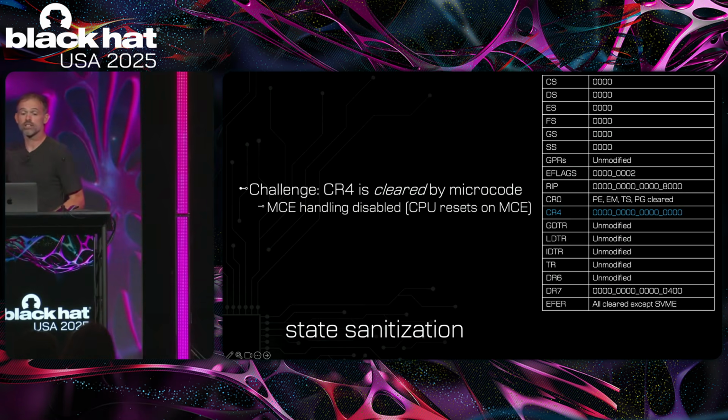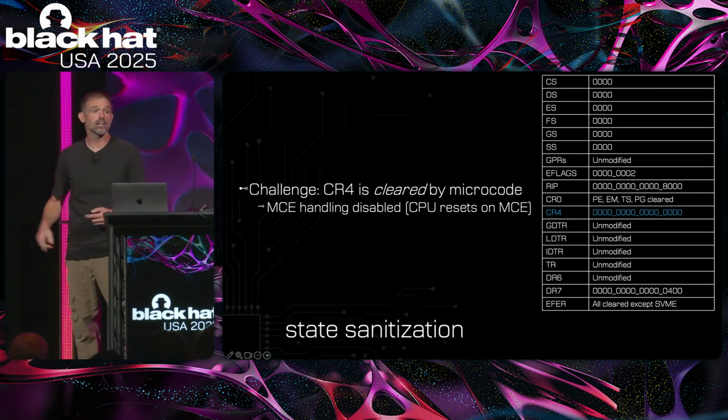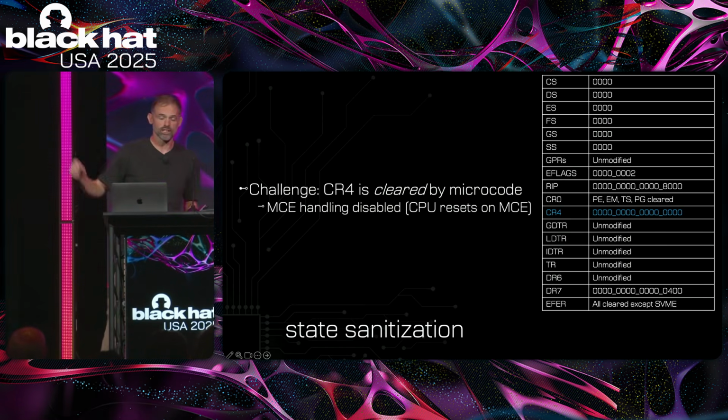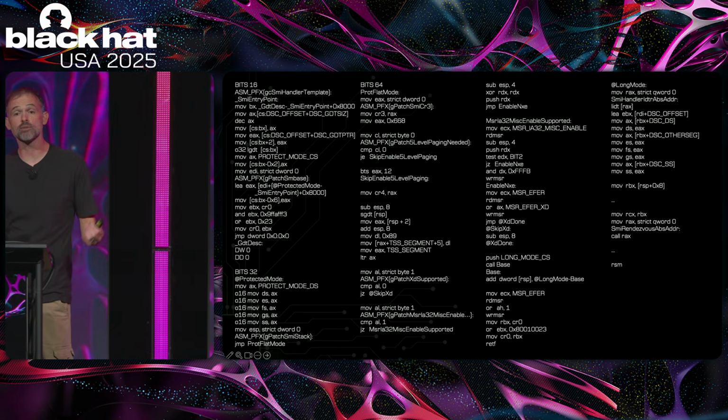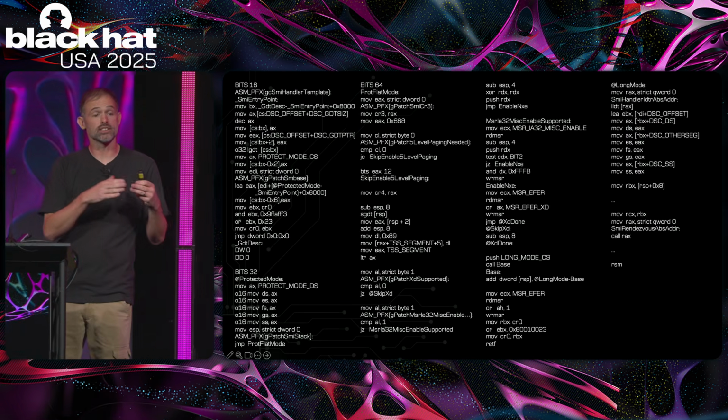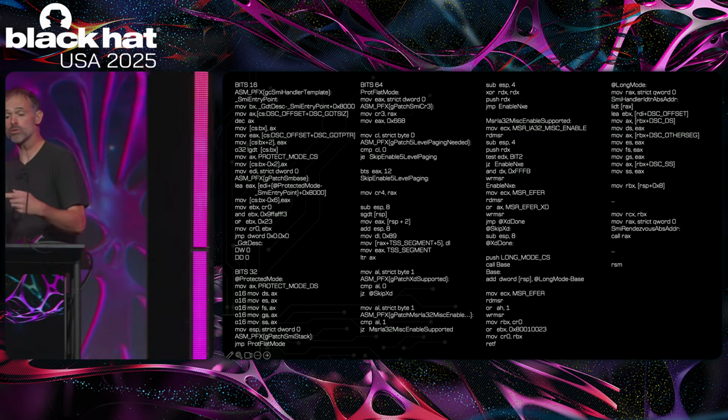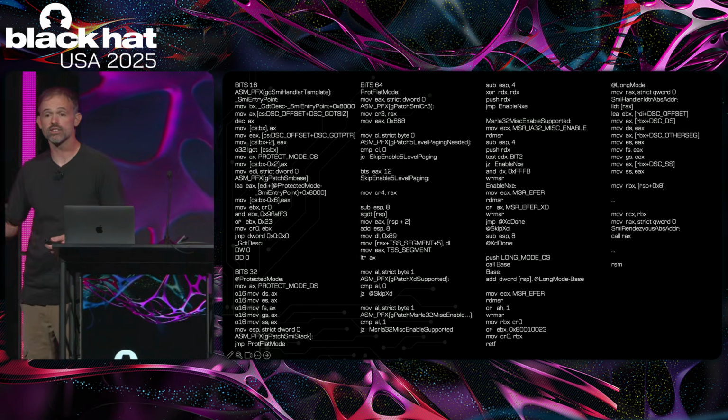We've got one challenge here, though, because one thing that does get set on entry to SMM is that CR4 register. It gets cleared on entry to SMM. What that means is that handling of machine check registers is disabled, and if a machine check comes in, the system's just going to reset. So to figure out more about this, we can actually dive into the EDK2 code.